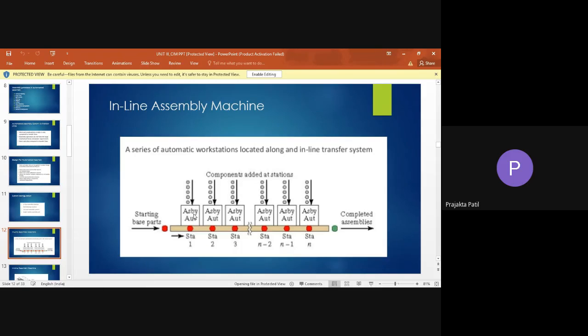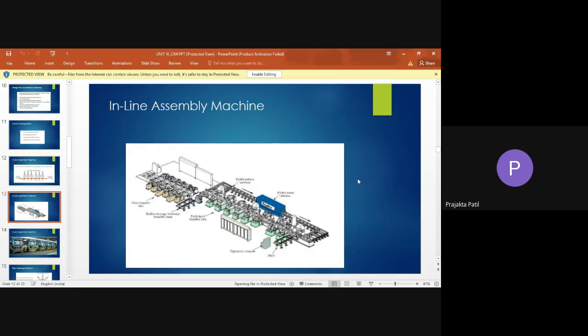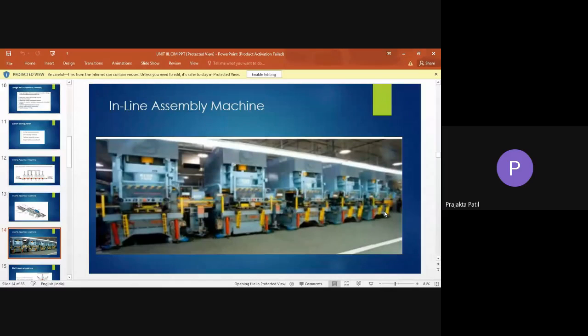Only what differs is that you don't have the production stations, rather you have the assembly stations here, right? So this is the inline assembly machine or inline configuration. You have inline, and you also have segmented ones. In segmented, you have L, U, and rectangular types. So this is an example of an inline assembly machine. You can see all the stations that you see here are in a straight line. Here also.